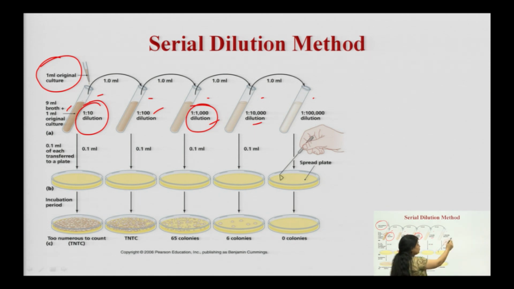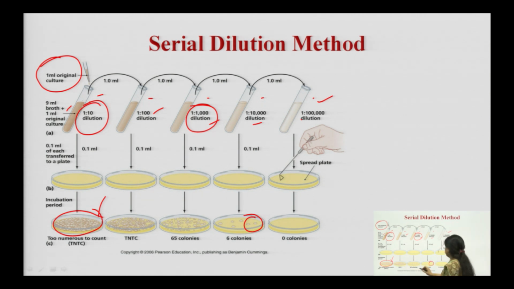As we are moving forward, we are diluting our samples, meaning we are decreasing the number of microorganisms within each test tube. If we inoculate or incubate this sample, we will get a Petri plate like this, where colonies will be highly concentrated. If we incubate the sample containing only 1:10 dilution, then it will contain a large number of microorganisms. But if we incubate the further diluted samples and put them into the Petri plate, it will generate far fewer colonies. When we move from the first Petri plate to the last Petri plate, we will get a reduced number of colonies.